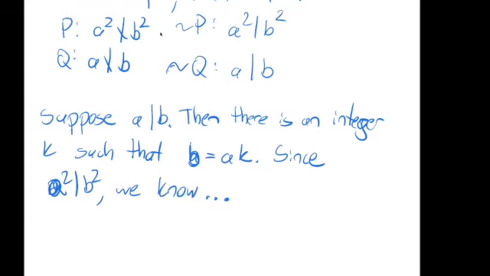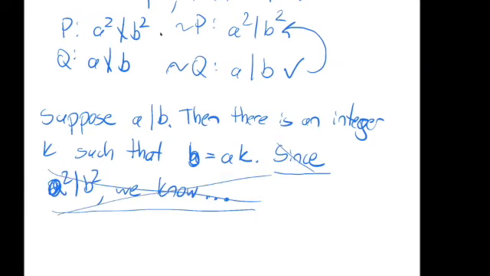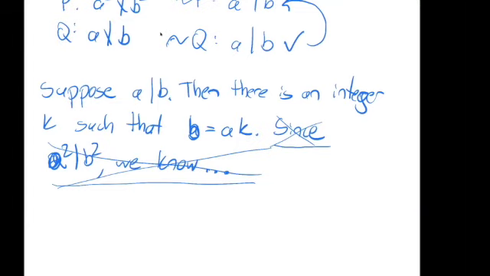Let me just leave this here and ask, what do you guys think about that? What's the problem with this next sentence? We're assuming instead of proving. Yeah, we don't know that a squared divides b squared, right? That's what we're trying to show. So we can't assume that this is true. This is really common to happen, so you want to be really careful about assuming the thing that you're hoping to prove.